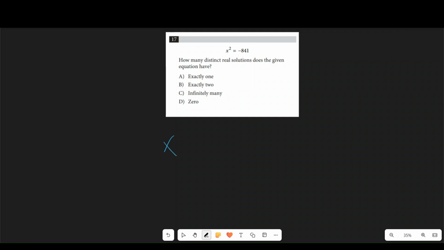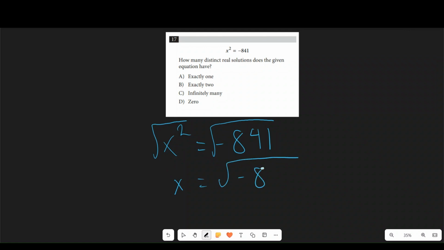So if we just rewrite it over here, we got x squared is equal to minus 841. And how would we get rid of a square? Well, the inverse operation of squaring is taking the square root. So we just take the square root on both sides. Then we know x is equal to the square root of negative 841.